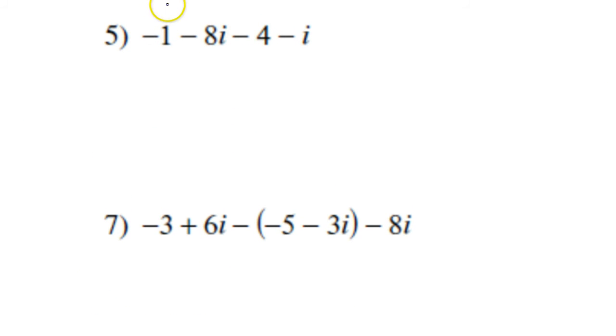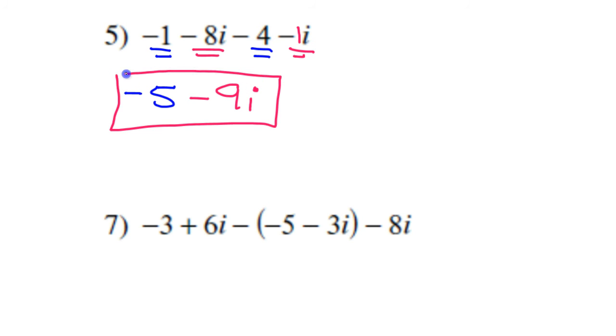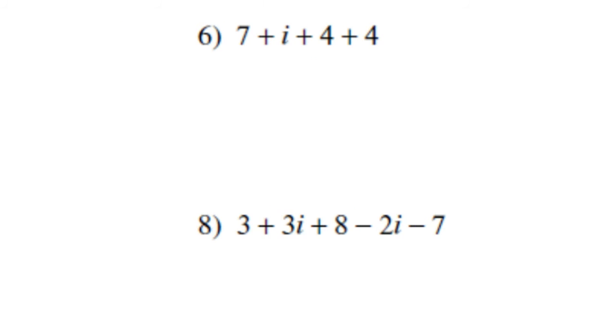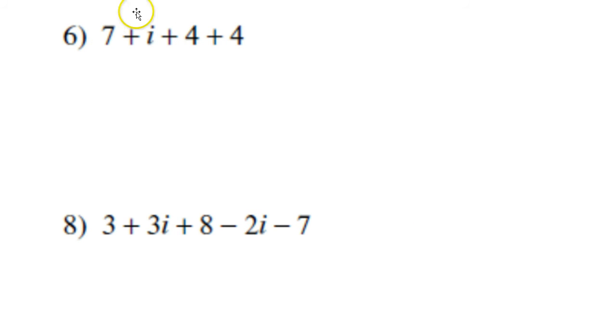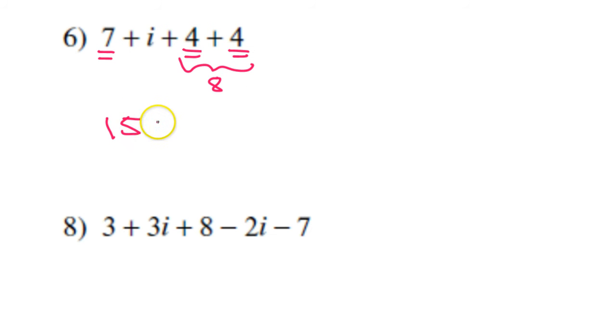All right, on number 5, we have our negative 1 and negative 4 go together. They make negative 5. And then we have negative 8i and negative 1i, so that'll make negative 9i. On this one, we have 3 like terms. All right, we have the 7, the 4, and the 4. 4 plus 4 is 8. 7 and 8 make 15. So this is going to be 15, and then we just have plus i, the extra i.